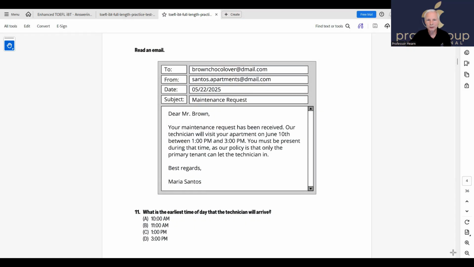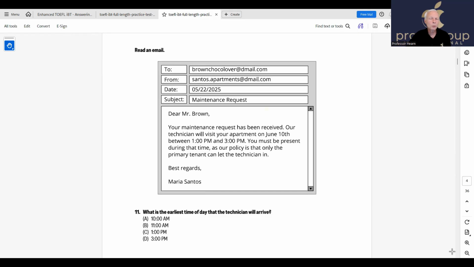Here we are in Practice Test 2. This is Task 2, read an email. As you can see, question number 11 is a detailed question asking about something specific from the passage. This is an example of an easy detailed question. So let's follow the procedures. Step 1, identifying the question. It's asking what is the earliest time of day that the technician will arrive.